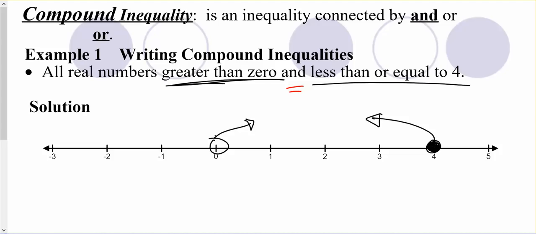Now, how would I write this inequality? When we write these inequalities, we start in the middle. All real numbers greater than 0, so we move to the left. And then we go back to the middle, and less than or equal to 4. So again, I read this as all real numbers greater than 0 and less than or equal to 4.